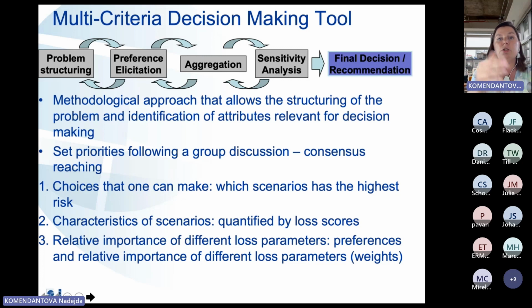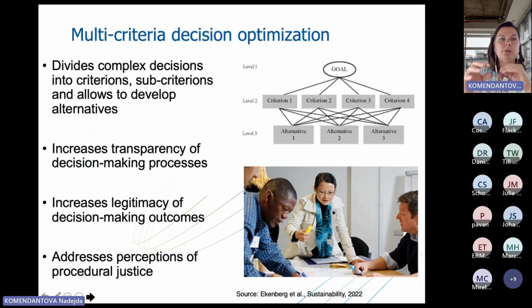Then it goes to aggregation, to sensitivity analysis, and to final decision and recommendations. So it helps to settle priorities, and it could help to identify, for example, which scenarios have the highest risk according to preferences and perceptions of stakeholders. It could help to characterize scenarios, and it could also help to develop the weights for different criteria which are relevant for this scenario.